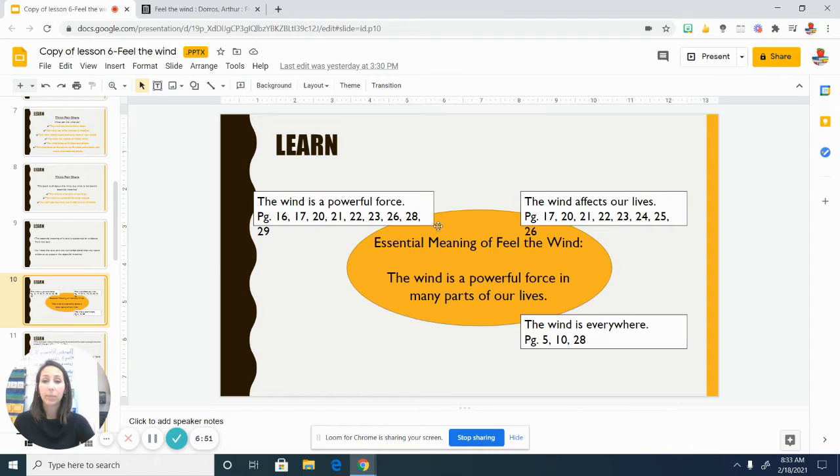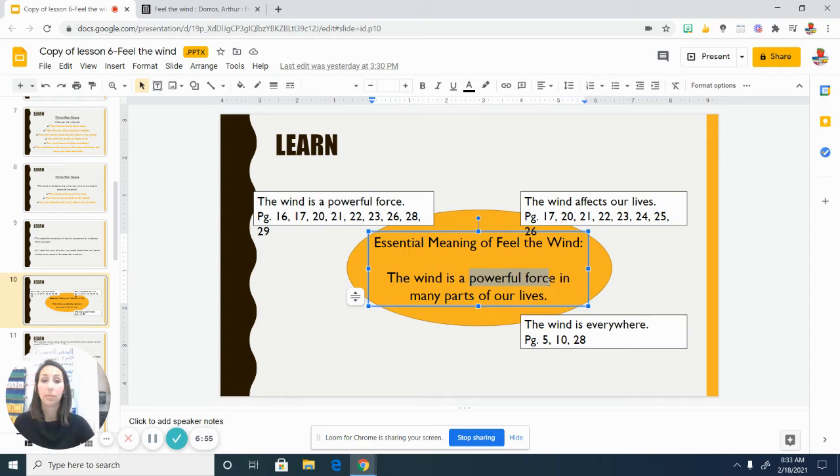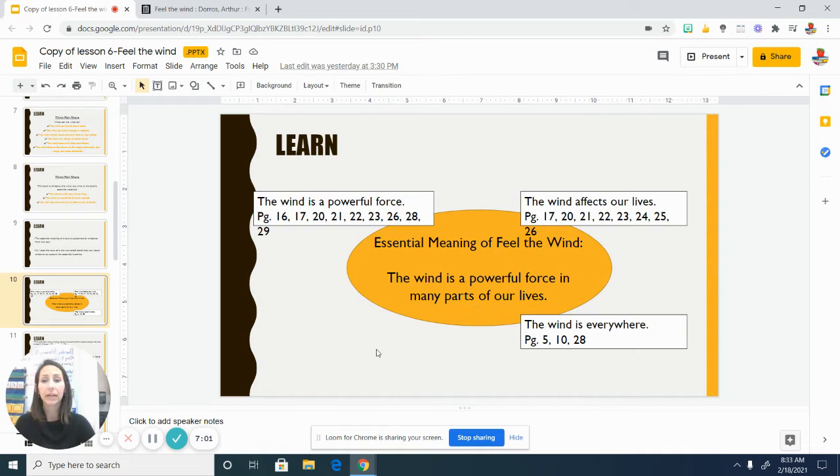So the wind is a powerful force. That is a part of this essential meaning, talking about how it is a powerful force. Let's look at a few pages that show and tell us the wind is a powerful force. If I open up to page 16, it says, some winds blow gently, others blow fast. You can see how fast the winds are blowing by watching how things around you move.